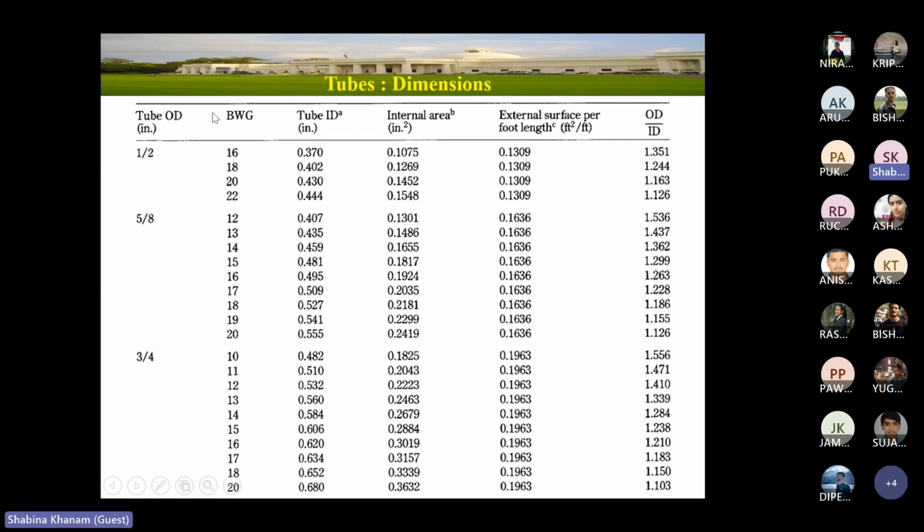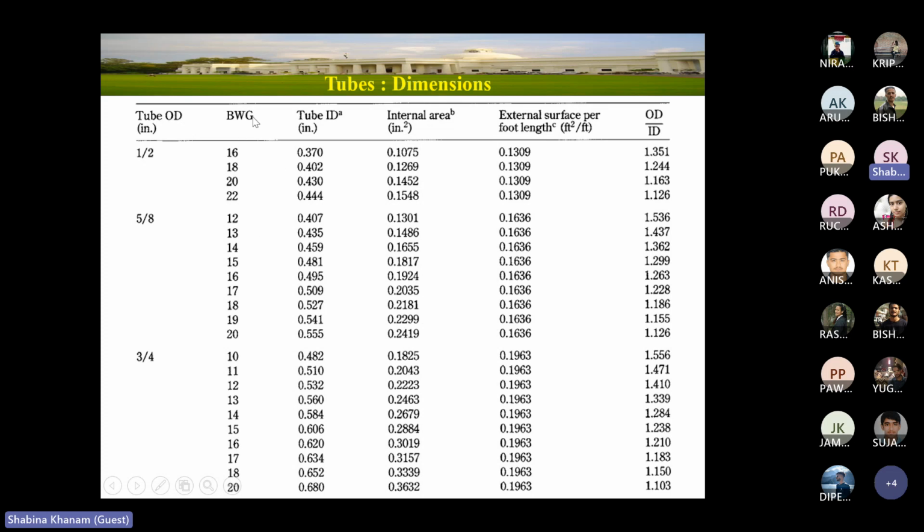Okay, this is Birmingham wire gauge. This is given a particular standard number. You must have read maybe in your fluid mechanics course about the pipe, that there is a particular number which we call the schedule number. Schedule number tells about the thickness of the pipe. Similarly, Birmingham wire gauge value tells about the thickness of the tube.